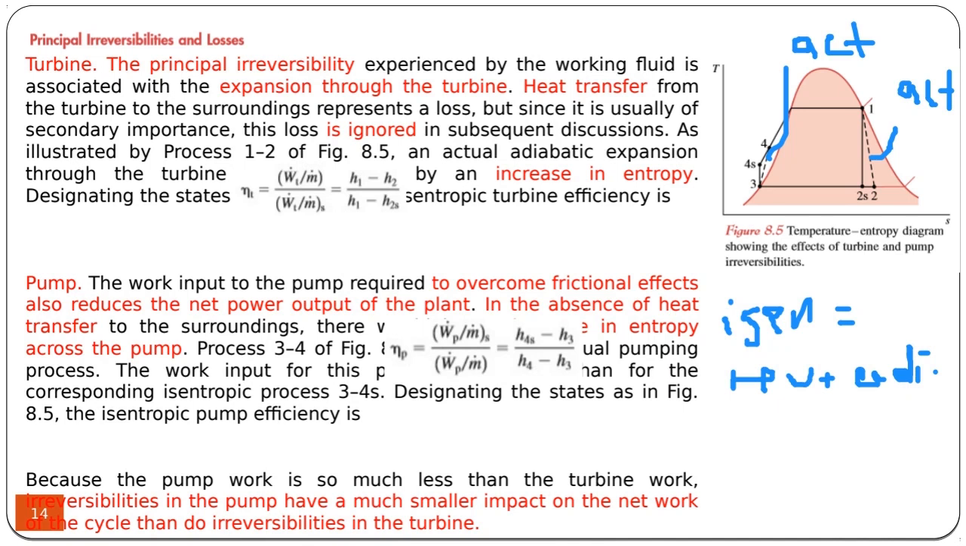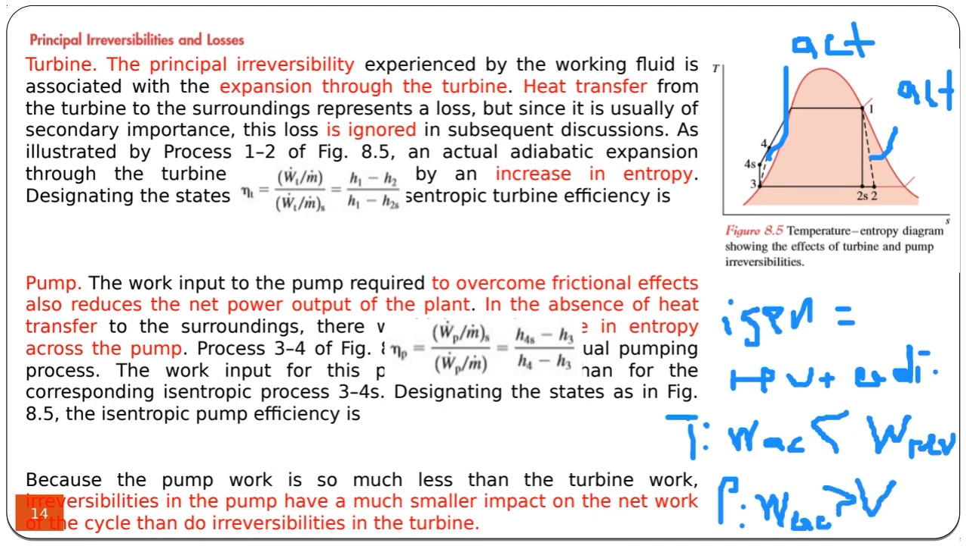So when this happens, because it's a loss of available energy, the actual turbine work is less than the reversible turbine work. This is for the turbine, because it means that it will deliver less work than the reversible turbine. But for the pump, it's the opposite. For the pump, the actual pump work is greater than the reversible pump work because an actual pump requires more work than the reversible pump.